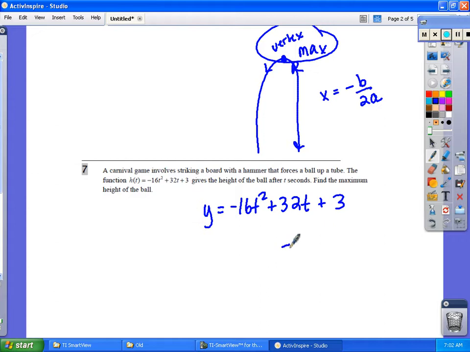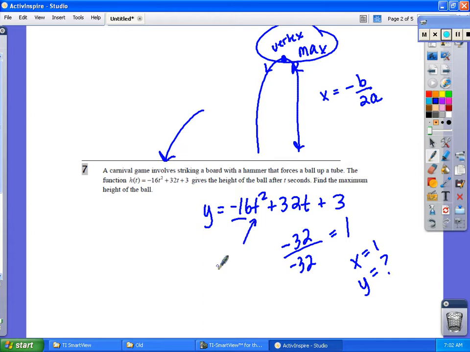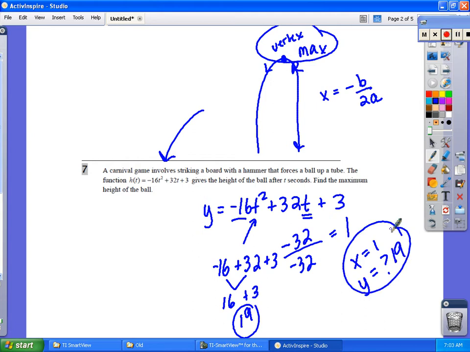So negative b over 2a would be negative 32 over 2 times a, which is 2 times negative 16, which again is negative 32. So you end up with a positive 1. So if x equals 1, the maximum height would be what the y is. So let me plug a 1 into this equation, and you get 1 squared is 1 times negative 16 is negative 16 plus 32 times 1 is 32 plus 3. So negative 16 plus 32 is 16 plus 3 is 19. So my vertex is at 1 comma 19. So I know that that is the maximum height of the ball, 19 feet.